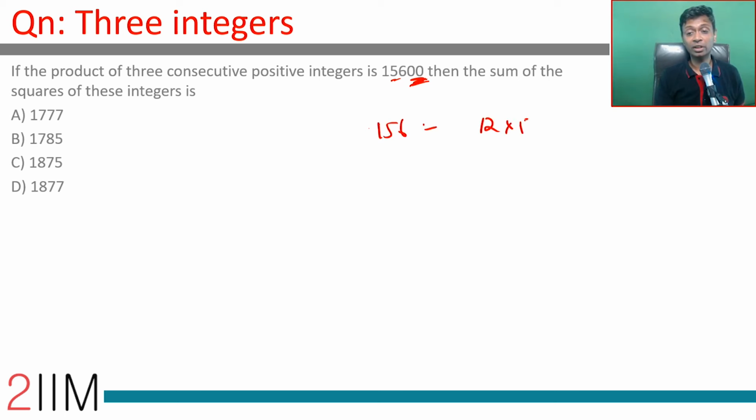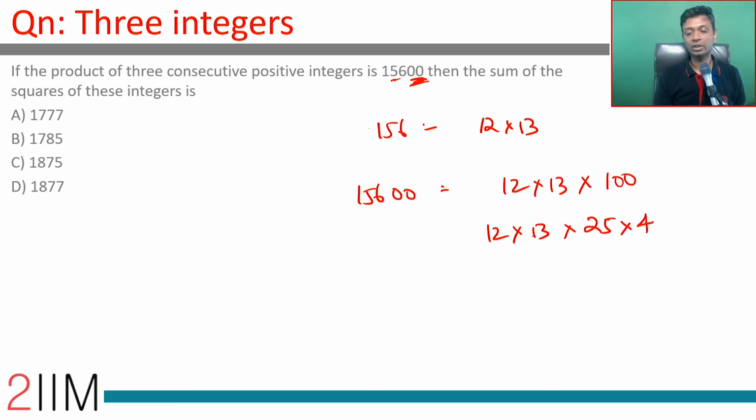156 is 12 into 13. 15600 is 12 into 13 into 100. We have 100 sitting here, so there are two zeros that need to come. So we need to have two fives and even numbers. Two fives can come, there's a 25 sitting there, because two numbers cannot be multiples of five in three consecutive integers. I'm going to write this as 25 into 4 into 12 into 13. We have bingo. This is 24 into 26 into 25.